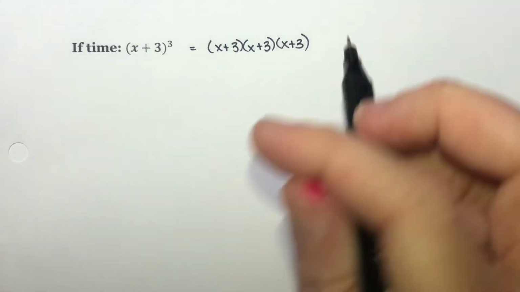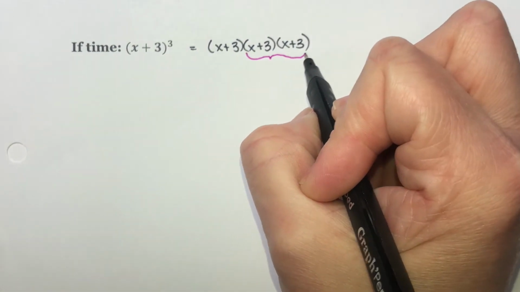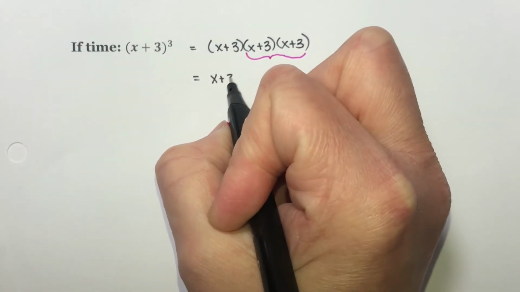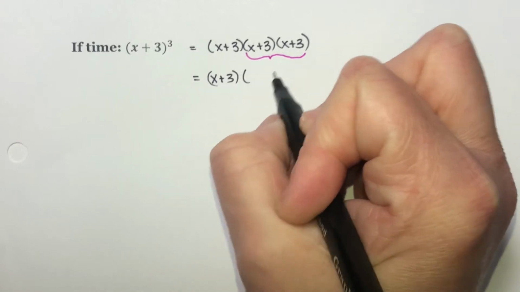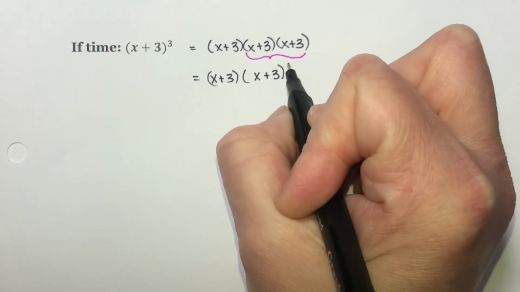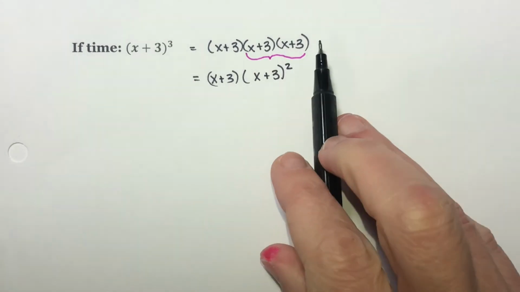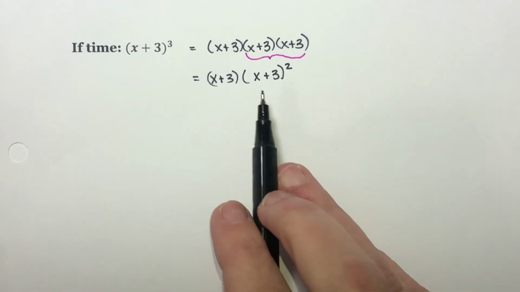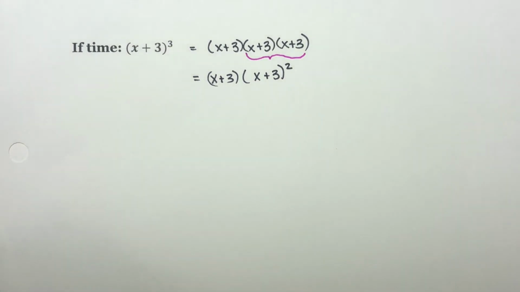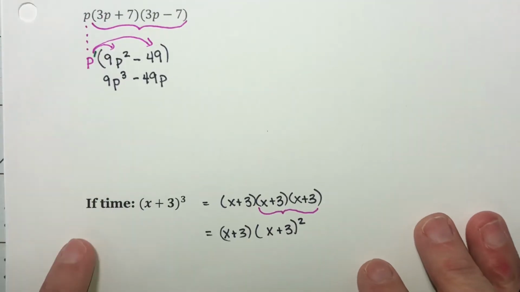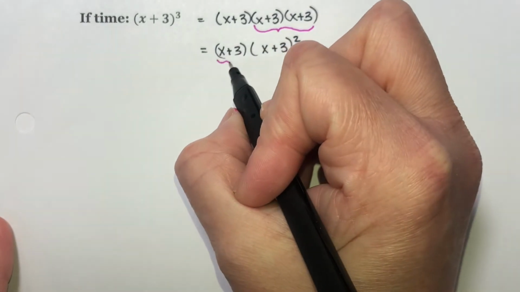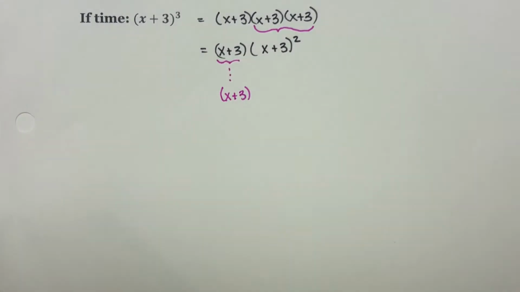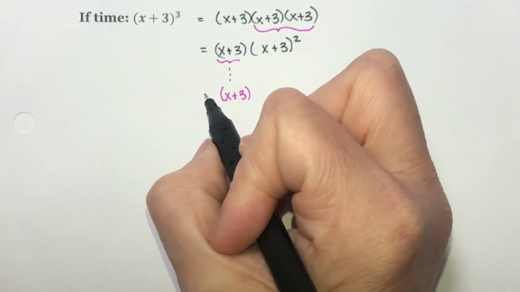But I could also imagine that these two were together and write it like x plus 3 times, since there are 2 of them, x plus 3 squared. So what I've done is rewritten this into a form where I know something about this. What I have here is a binomial squared. So like we did before, where we brought the p down, here I'm going to bring this whole thing down with me for a little while, and then I'm going to deal with it after I multiply this out.